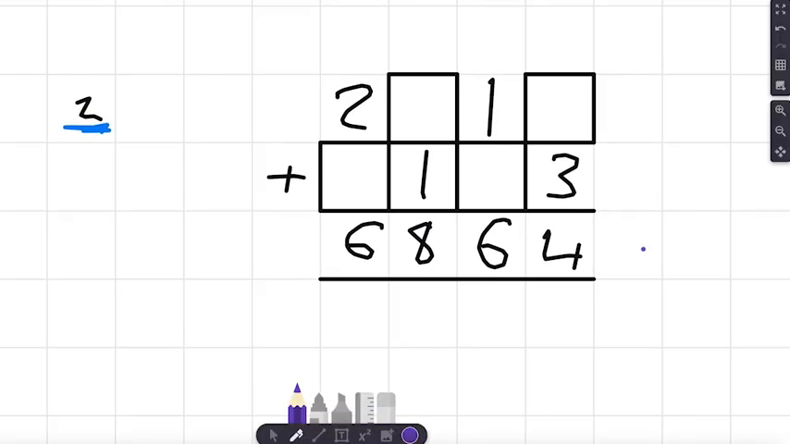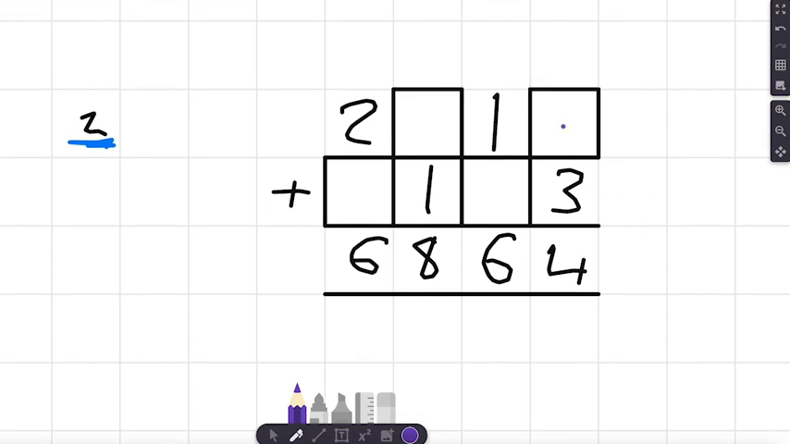Okay, on to number 2. This one, again, we're going to start with the units column and keep an eye out to see if there's any carrying or regrouping and see if we can fill in the missing boxes. Straight away we've got something plus 3 gives us 4, so this must be a 1. And now we have 1 plus some number of tens gives us 6 tens, or 60. That must be 5.